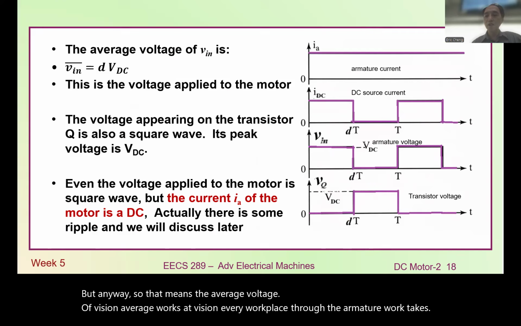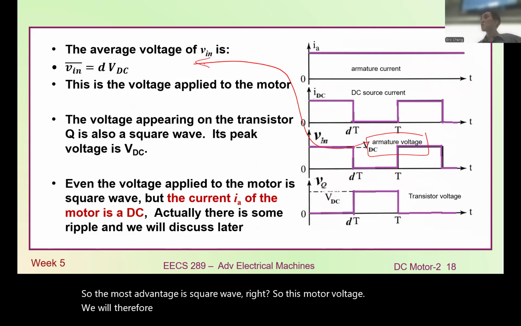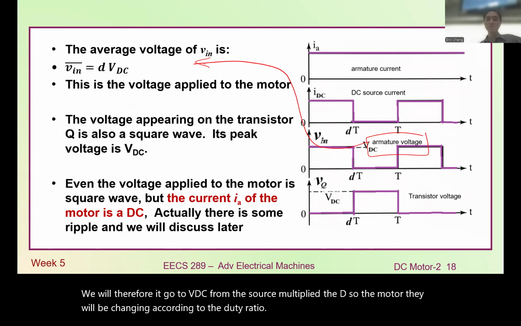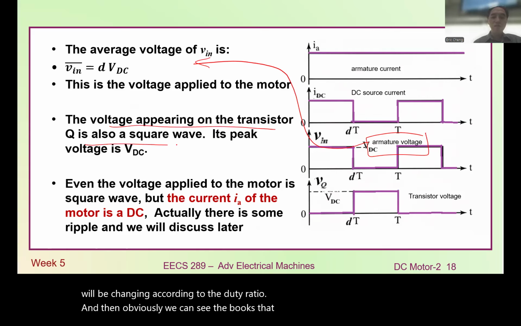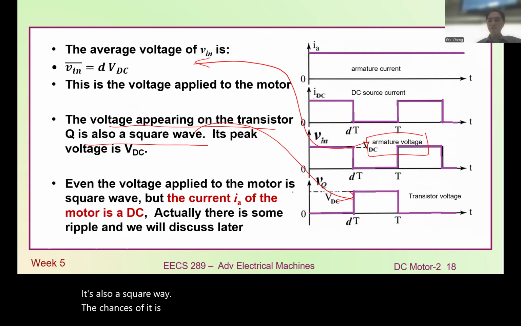So the motor voltage is a square wave, right? This motor voltage will therefore equal VDC from the source multiplied by D. So the motor voltage will change according to the duty ratio. And then obviously you can see the voltage appearing on the transistor is also a square wave.